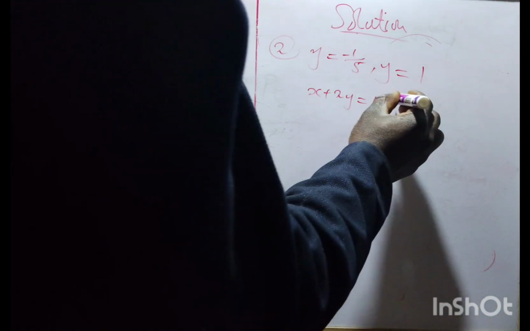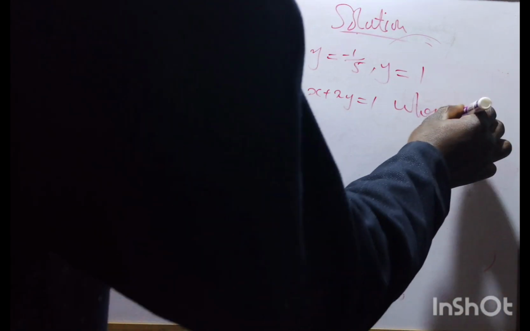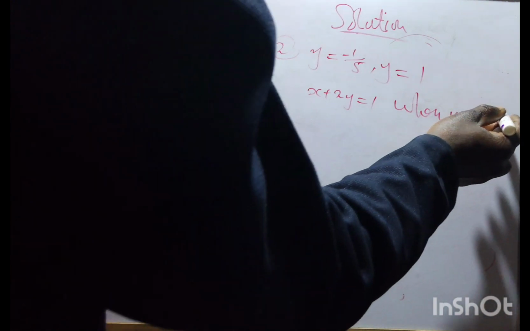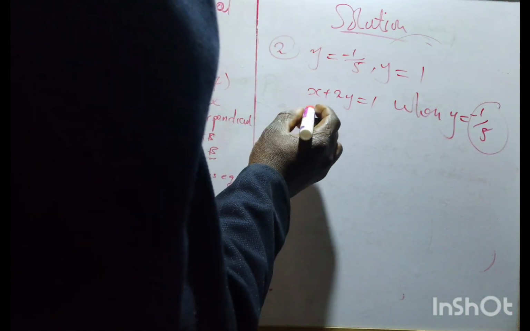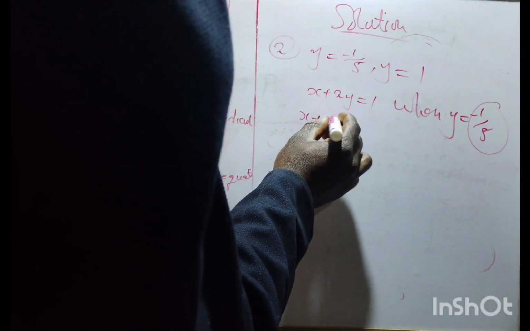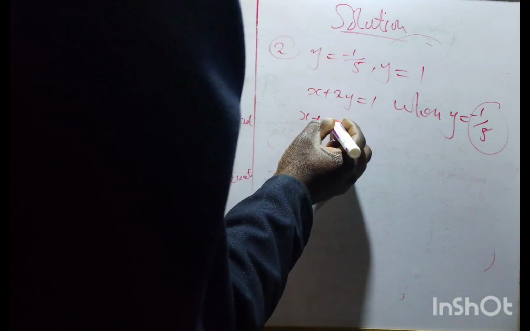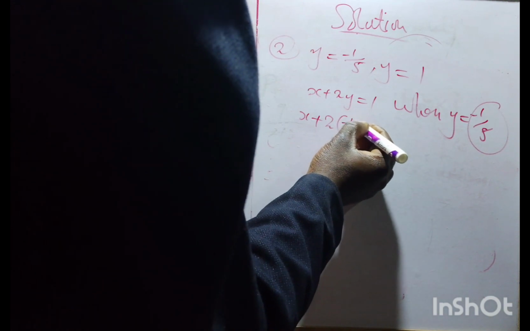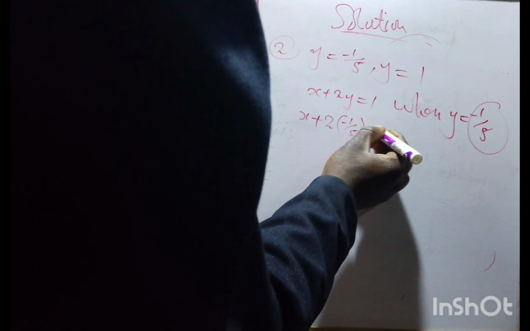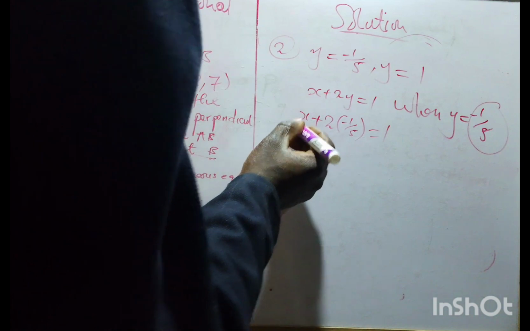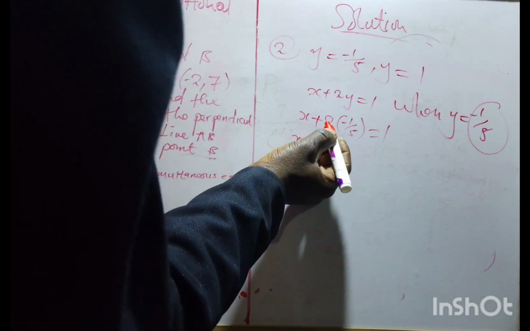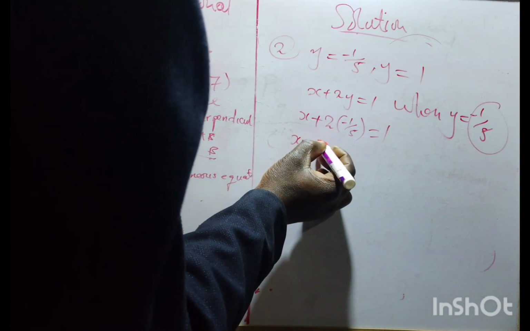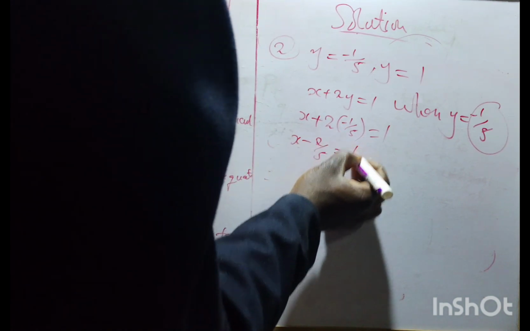So when y equals minus 1 over 5, we're going to substitute into the equation. So we're going to say x plus 2 open bracket, then we have minus 1 over 5 and close bracket equals 1. Okay, in which we're going to have x plus 2 times negative 1 over 5, you're going to have minus 2 over 5, which should be equal to 1.